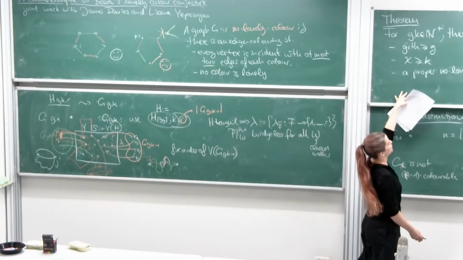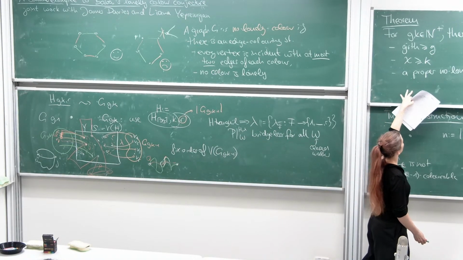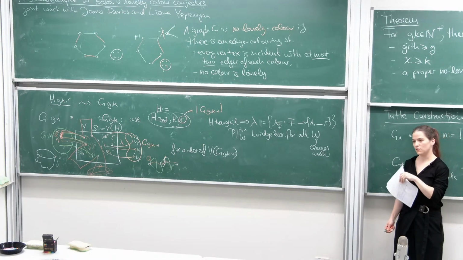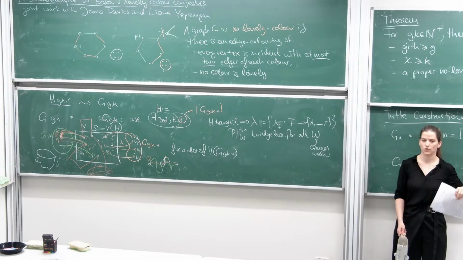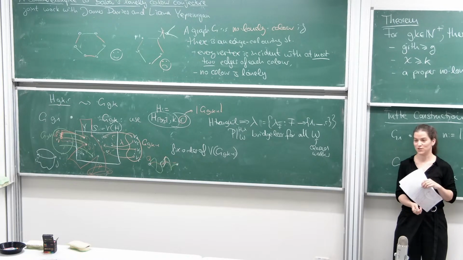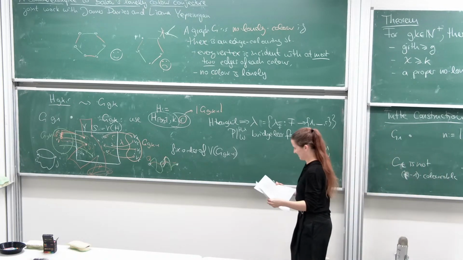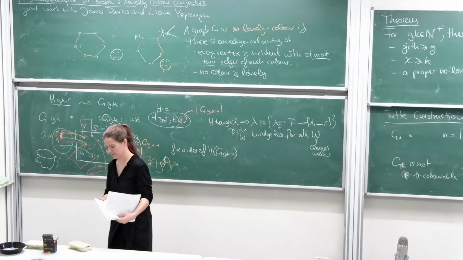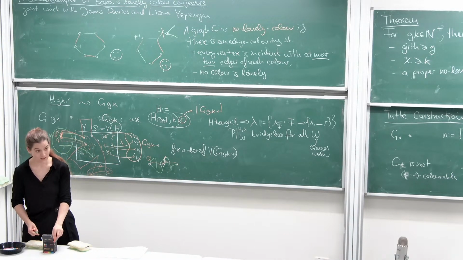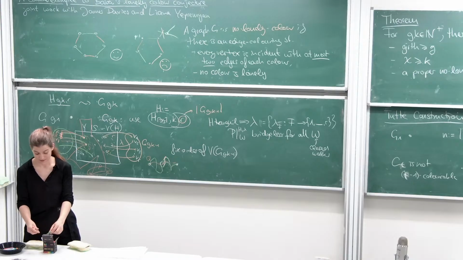So we have this class of graphs of unbounded chromatic number, large girth, and with proper edge colorings that are lonely colored. And that also finishes my talk. Thank you. Any questions?